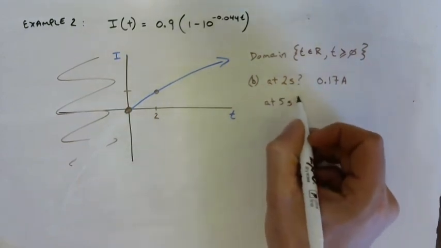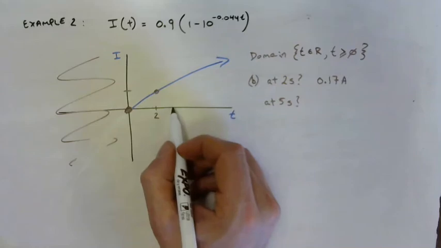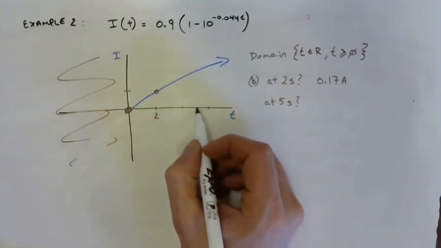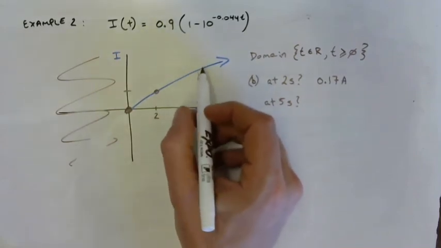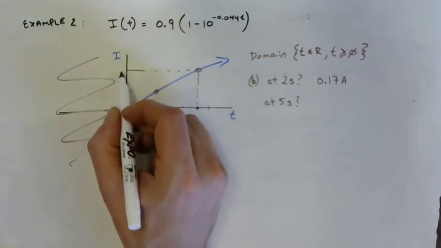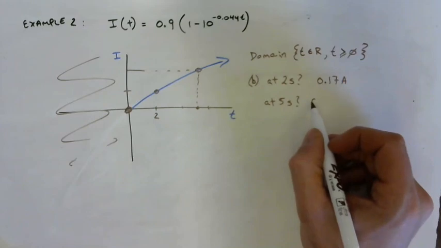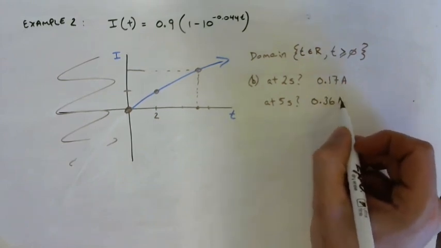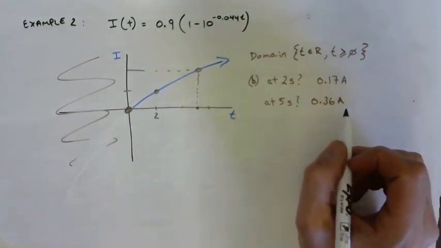At 5 seconds, again, you'd be looking at your Desmos. 2, 4, 6, here's 5. You'd be going up and saying, okay, what's the value at that point? It's right here. And it ends up being 0.36 amps.